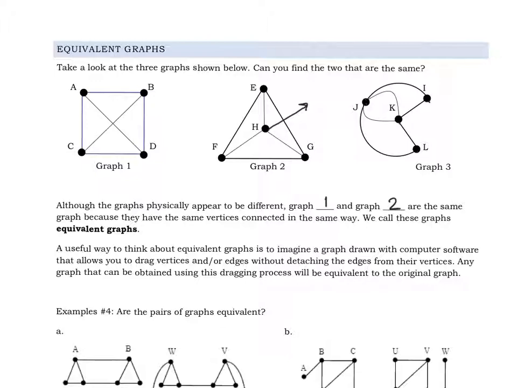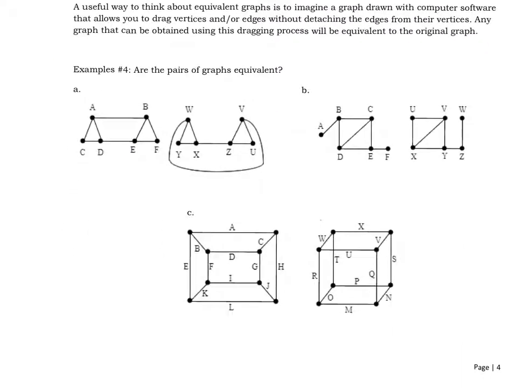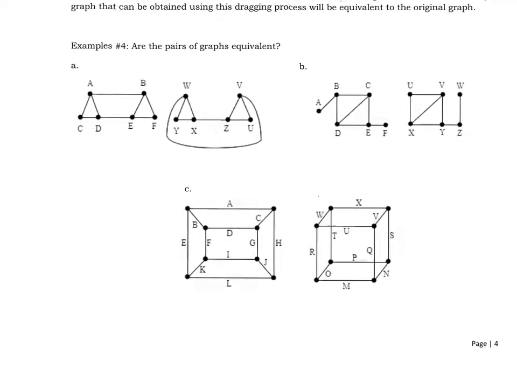Okay, so a useful way to think about equivalent graphs is to imagine a graph drawn with computer software that allows you to drag vertices and or edges without detaching the edges from their vertices. Any graph that can be obtained using this dragging process will be equivalent to the original graph. So let me drag this up and we're going to see whether or not these pairs of graphs are equivalent.